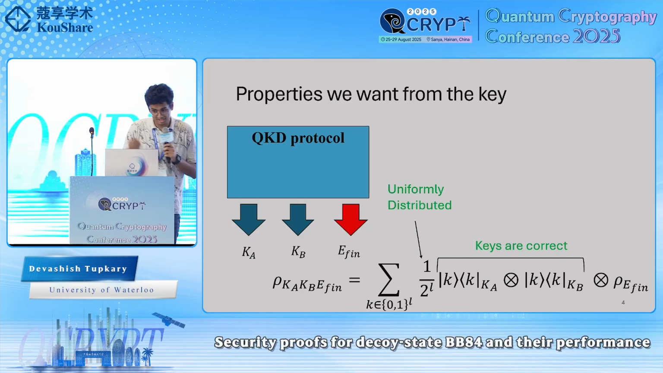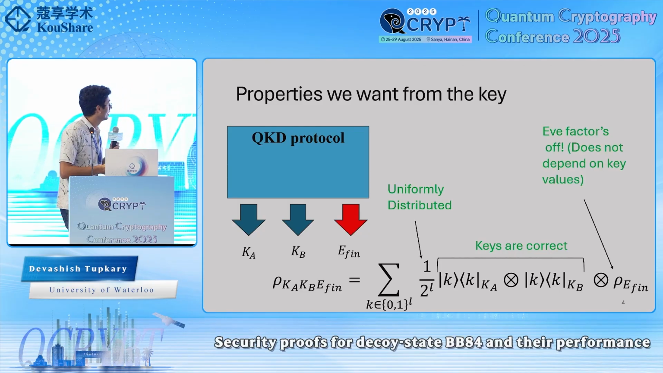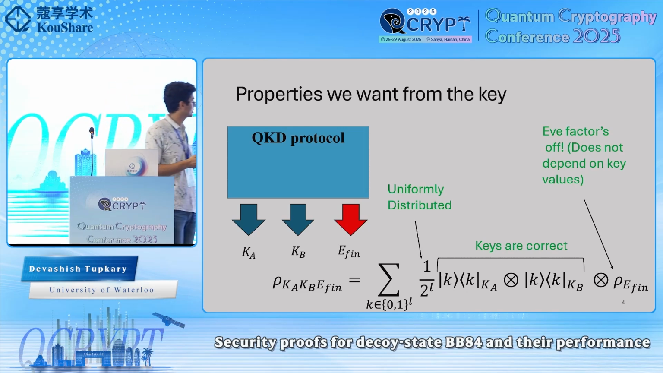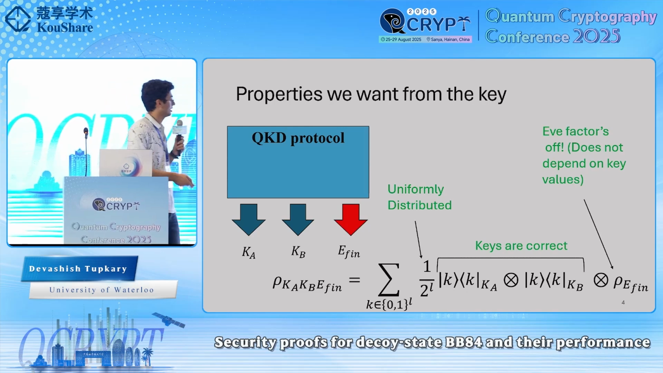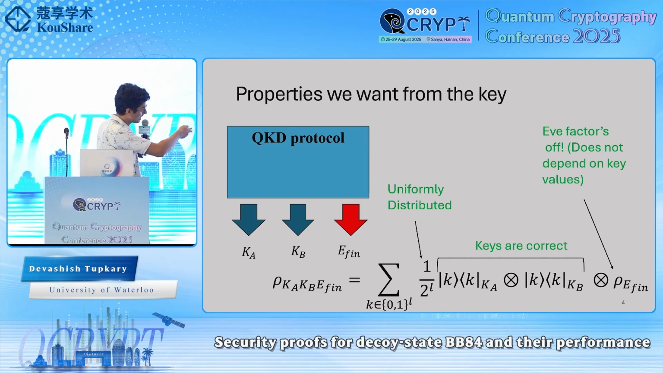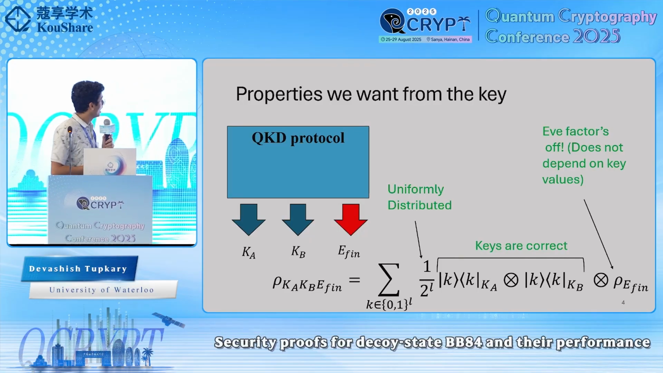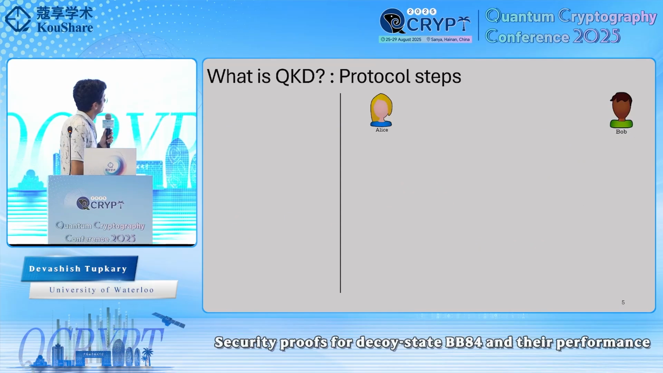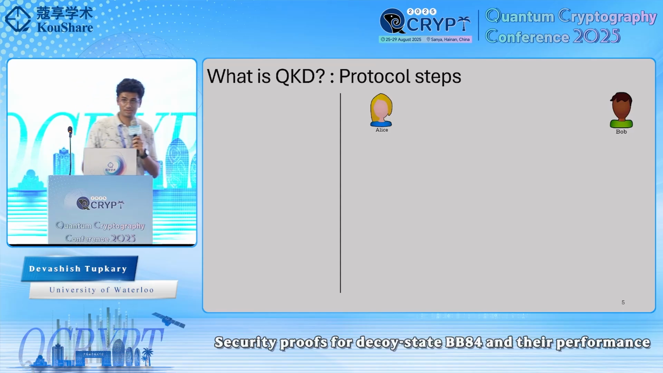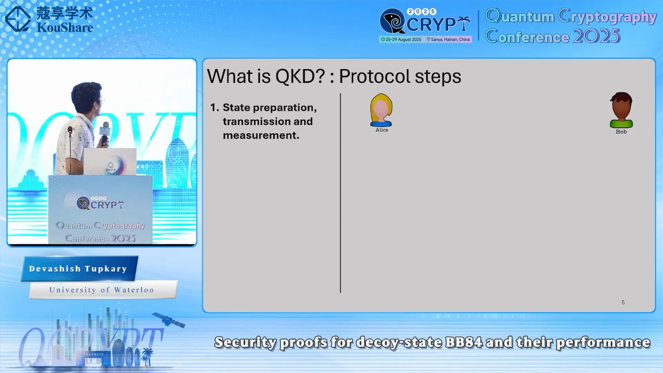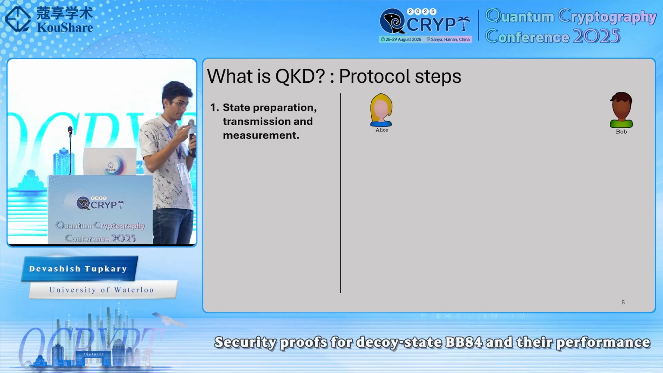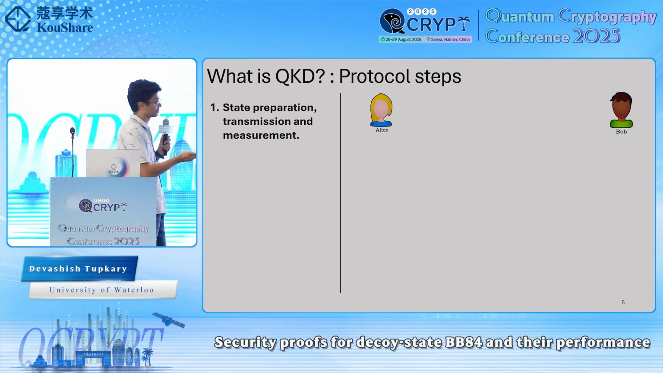Yes, so each key is equally likely, and Eve completely factors off, right? There is no dependence on the key on Eve's register, on the state that Eve has. Okay, so in terms of protocol steps, what does QKD look like? We're going to have Alice prepare some states, transmit them to Bob, who's going to measure them.